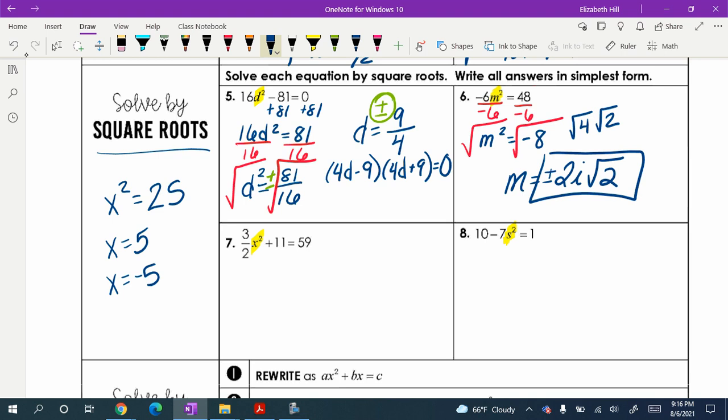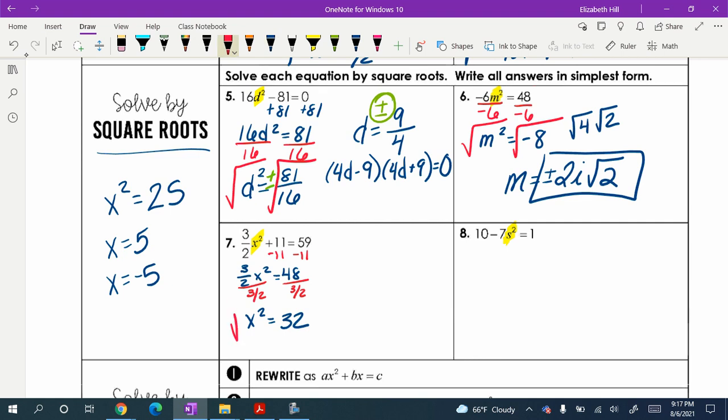Number 7, in this situation here, I'm going to go ahead and subtract 11 from both sides. So 3/2 x squared is equal to 48. And then we're going to divide by 3/2. So 48 divided by 3/2, I'm going to get 32. So x squared is equal to 32.